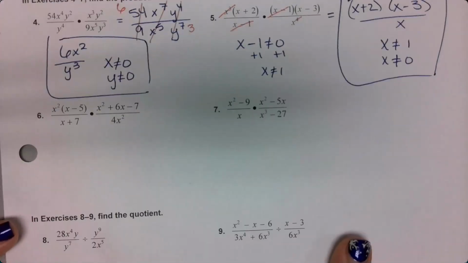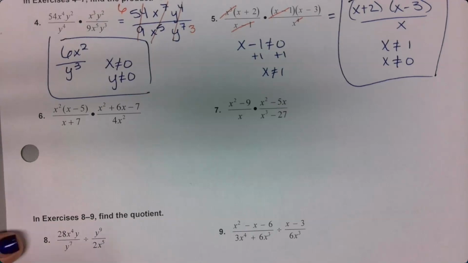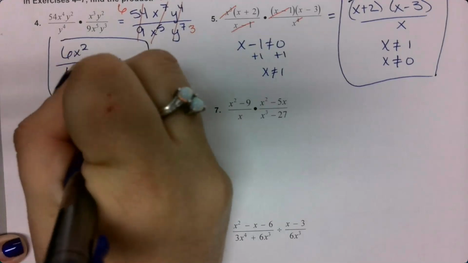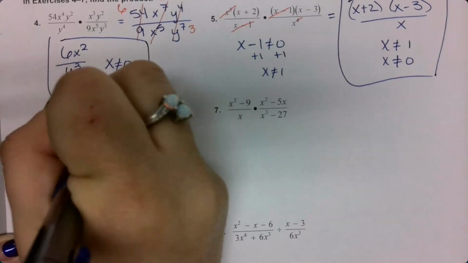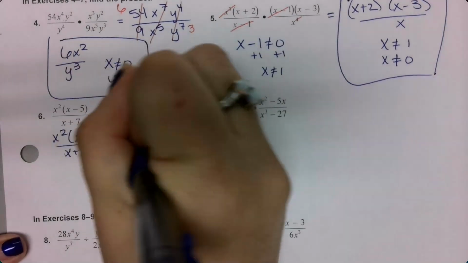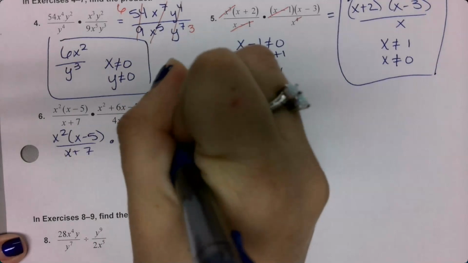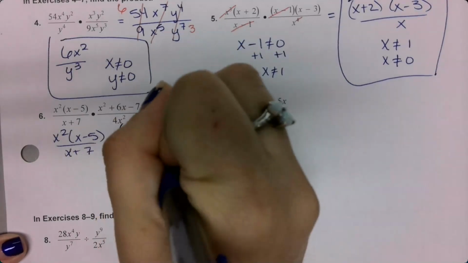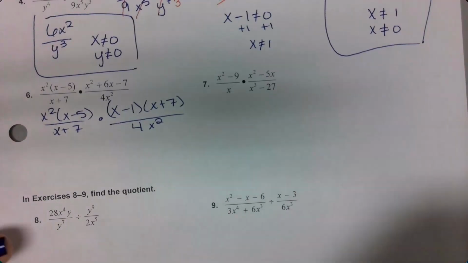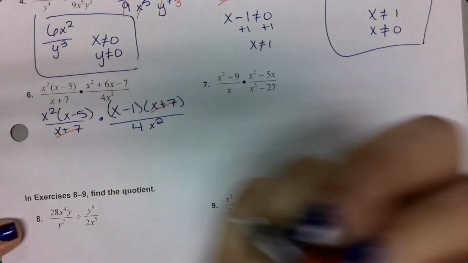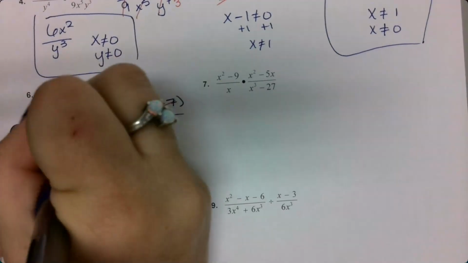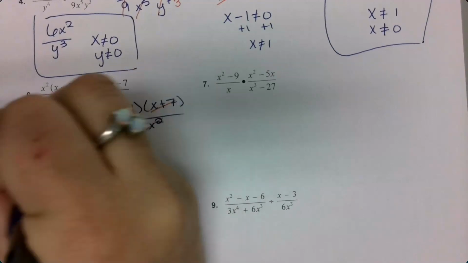Number 6 is the same idea, except now I need to go ahead and factor my second fraction for myself. So I'm going to rewrite it. I'm looking for what multiplies to negative 7 and adds to 6. That is negative 1 and positive 7. So now I'm looking for what I can cancel out. I can cancel out an x plus 7, and I can cancel out an x squared. So that leaves me with x minus 5 times x minus 1 over 4.